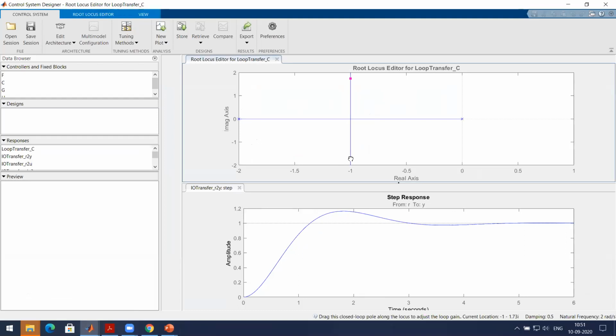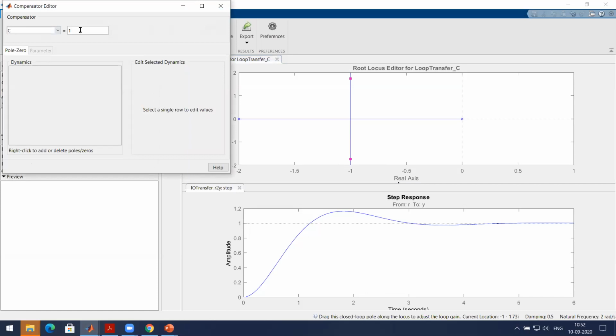What is zeta here? Can you read the value of zeta? No, sir, I can't. It's there, sir, at the bottom right, it is 0.5. Damping is 0.5 and natural frequency omega n is 2 radians per second. What is the k value? K value is 1. Okay, damping is 0.5 here, natural frequency is 2 and k is 1.